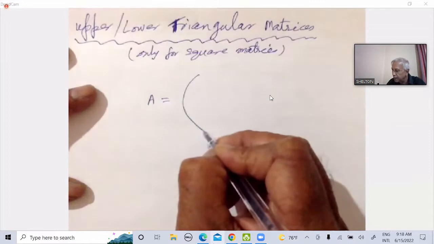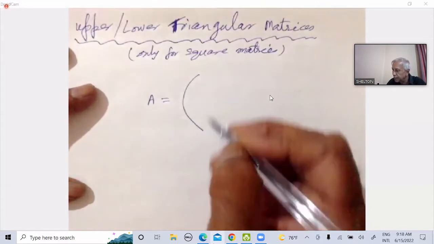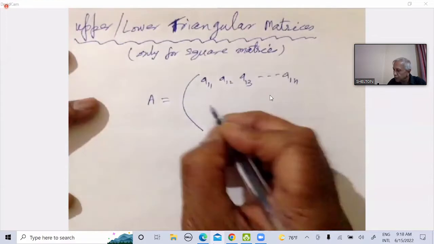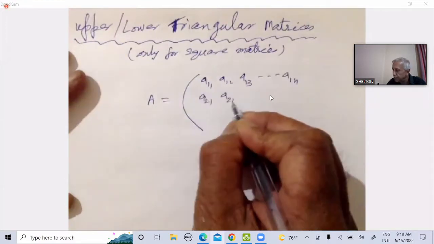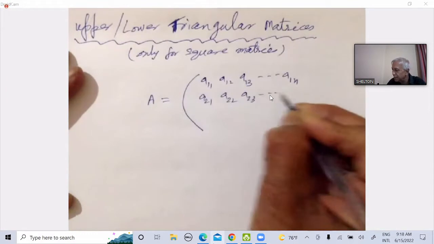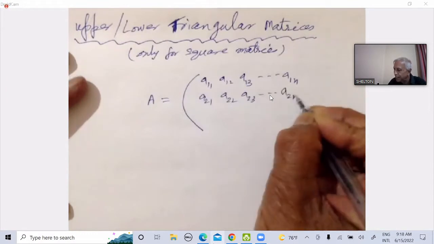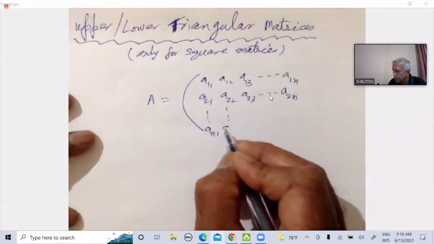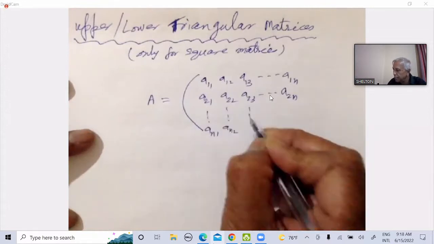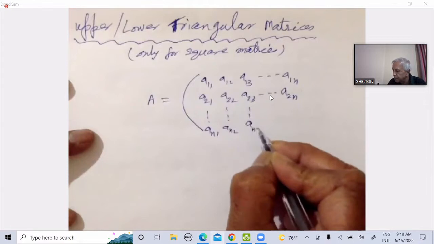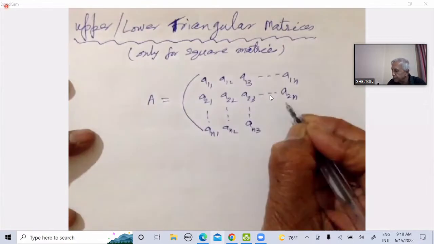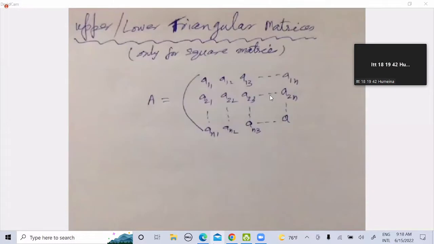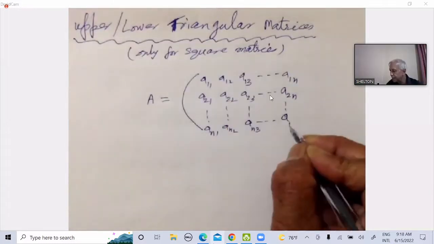So let us take A to be A11, A12, A13, A1n, A21, A22, A23. I'm writing more terms there, not 2n. And shall we go to the last one? An1, An2. Can somebody tell me the last entry? An3. What is the last entry? To see whether you are following. nn. Yes, we said square matrices, so it should be Ann.